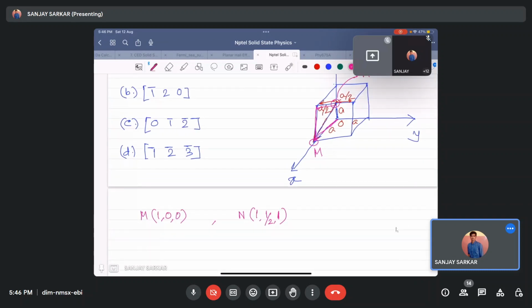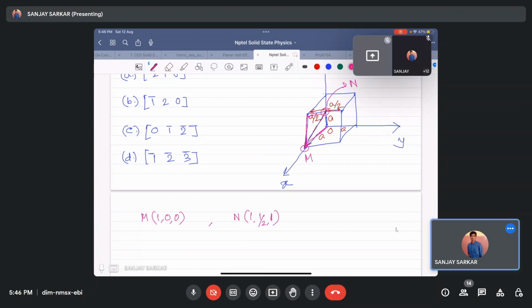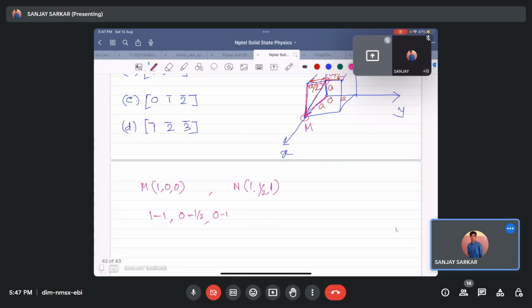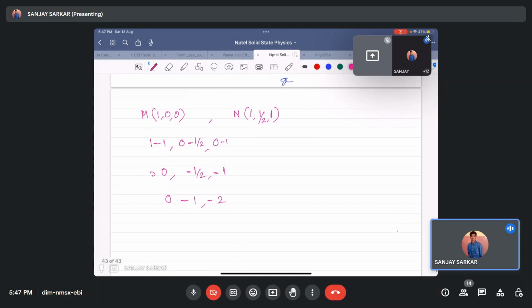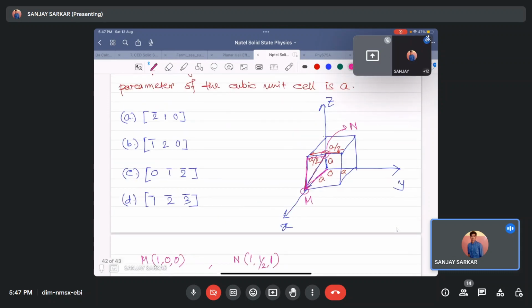So how to do it is, subtract: 1 minus 1, 0 minus half, 0 minus 1. So it is 0, minus half, minus 1. You need to make them all smallest integers, so multiply them by 2. So 0, minus 1, minus 2. So the directional indices will be 0, 1 bar, 2 bar in square brackets. So the correct option will be option C.